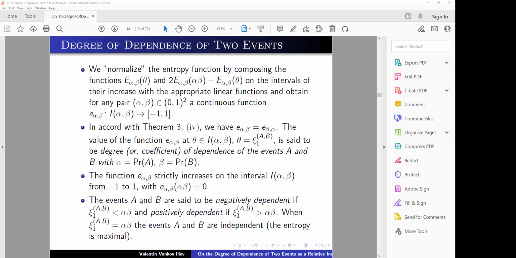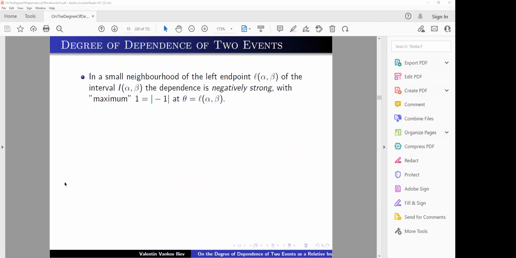So this terminology: events A and B are said to be negatively dependent if theta, or the probability of AB, is less than alpha beta. This means the left part of the graph of the dependence function, the degree of dependence function. They are positively dependent if it is greater than alpha beta, and when theta is exactly alpha beta, the events A and B are independent. Here the entropy is maximal.